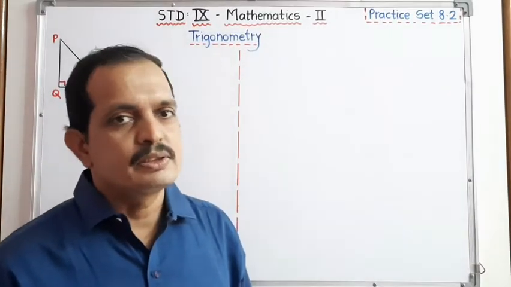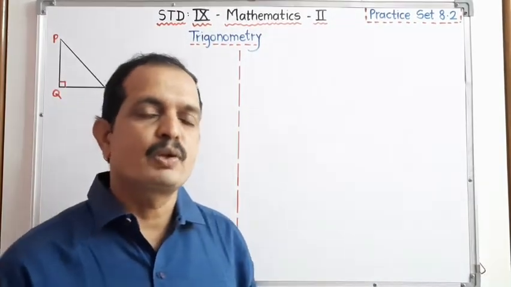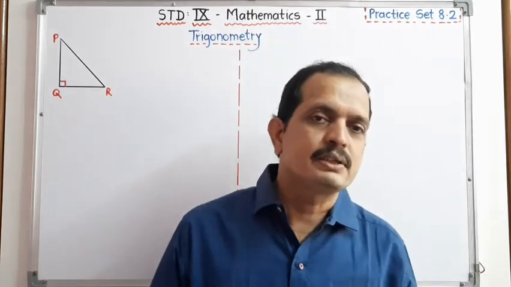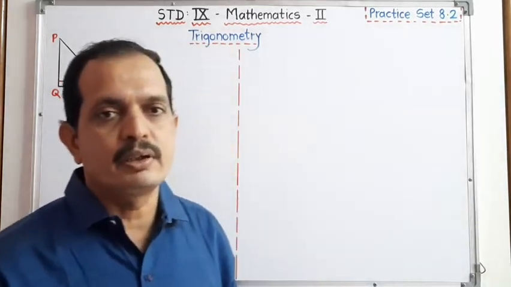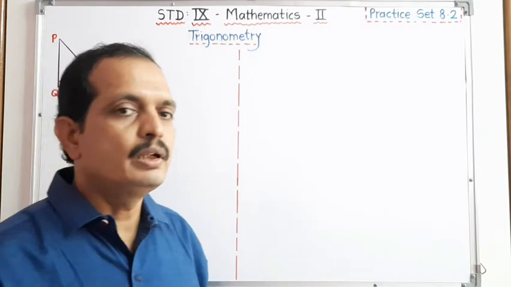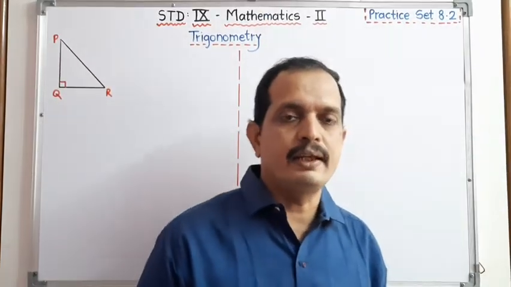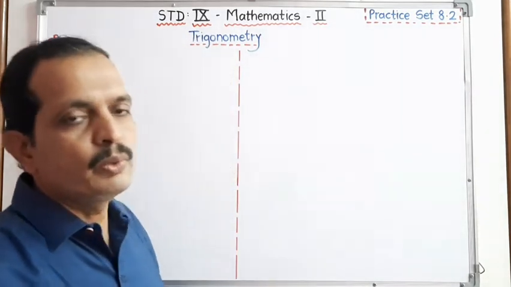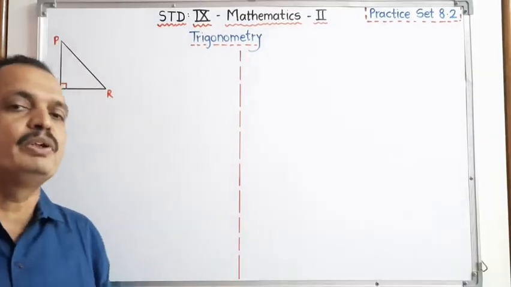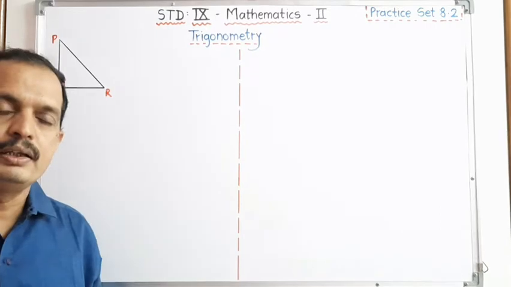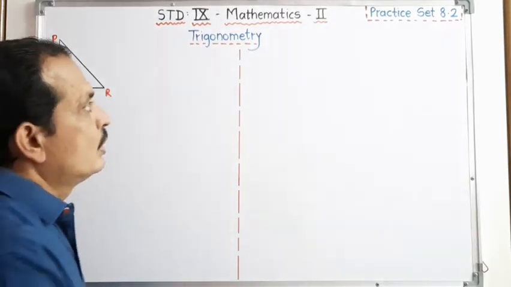Welcome dear students. In the last lecture we completed the basics of the trigonometric ratios. We learned three ratios, that is sine, cos and tan. Today we have to learn the relation between these trigonometric ratios: sine, cos, tan. All of you know that.